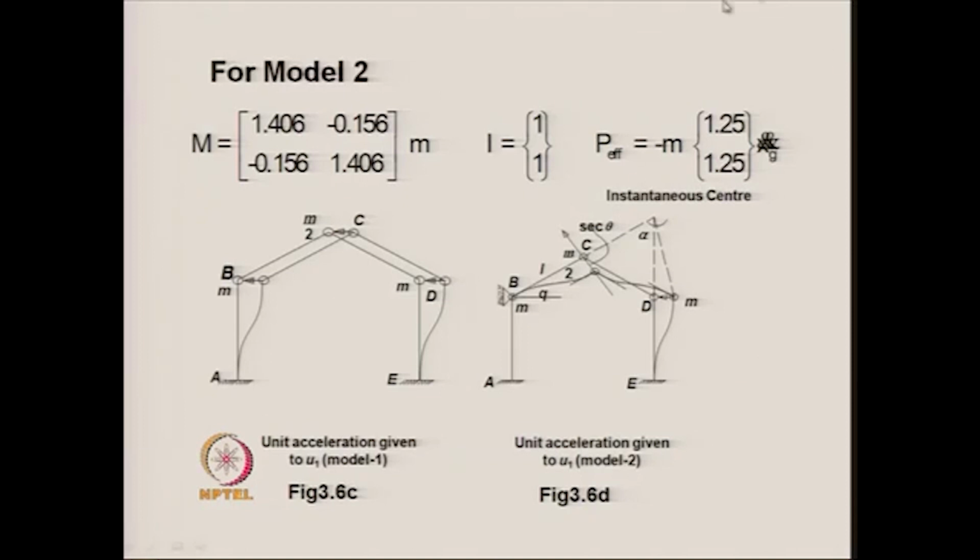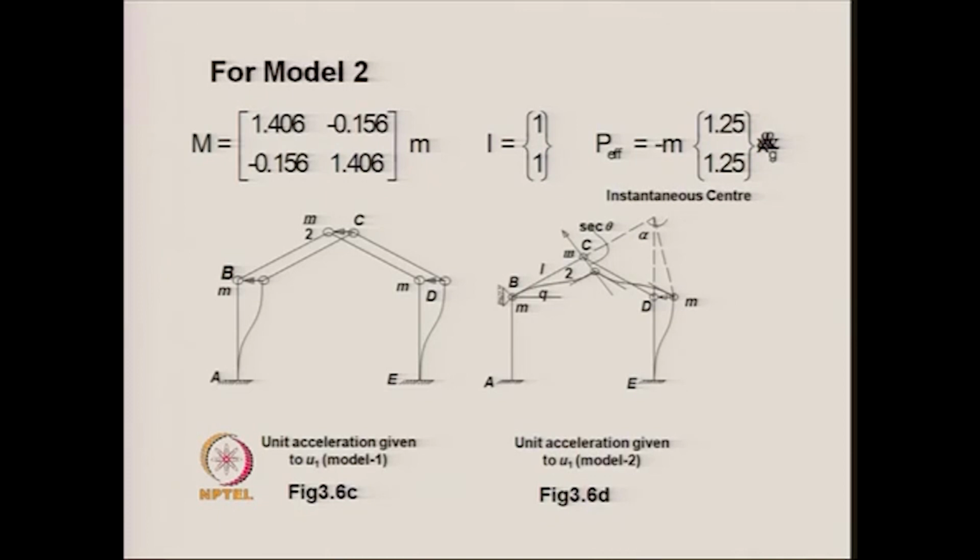The I matrix or the I vector will be 1 1 in this case, because of the horizontal ground motion for the masses at both ends, that is at B and D. The masses will be moving horizontally, and therefore the I vector consists of 1 1. In the previous case for model 1, it was 1 and 0, that is, the mass at B moves in the horizontal direction, but the m by 2 mass acting at C cannot undergo any vertical movement, therefore I was equal to 1 and 0.